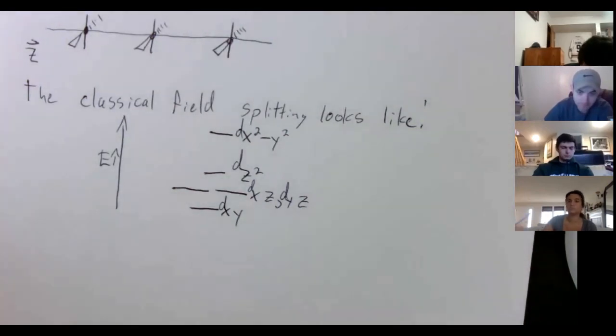Okay. And what we're going to do now is we're going to consider the Bloch functions again at k equal to 0 and k equal to pi over a.